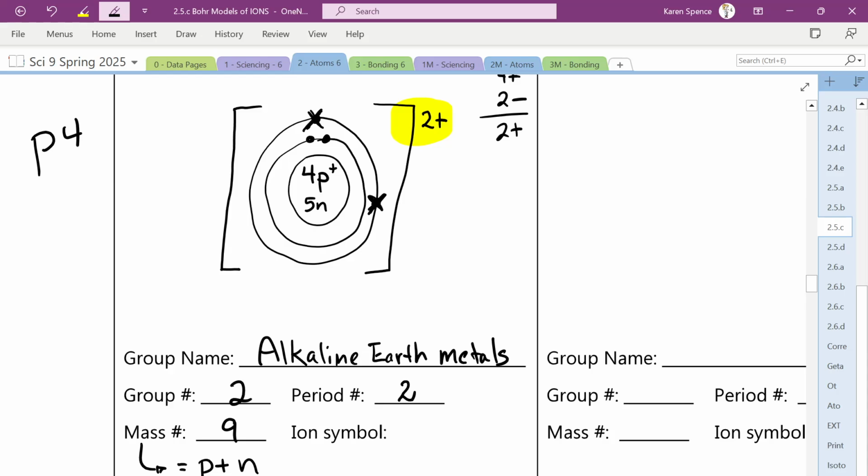And the symbol, it's still beryllium. And we're going to add in that it is 2 plus. Is that good? So this is going to be like what you have on the quiz tomorrow. Quiz tomorrow will be similar to the quiz you had yesterday, but it will be about ions.